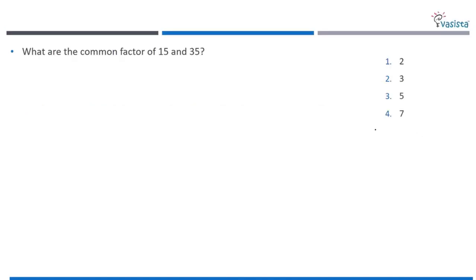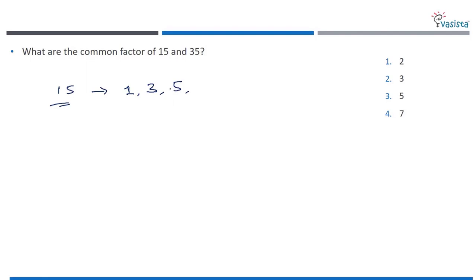So let us check this. What are the common factors of 15 and 35? Let us check with 15 first. 1, yes. Then it is not possible to divide by 2. 3, yes, 3 fives are 15. 4 is not possible. 5, yes.